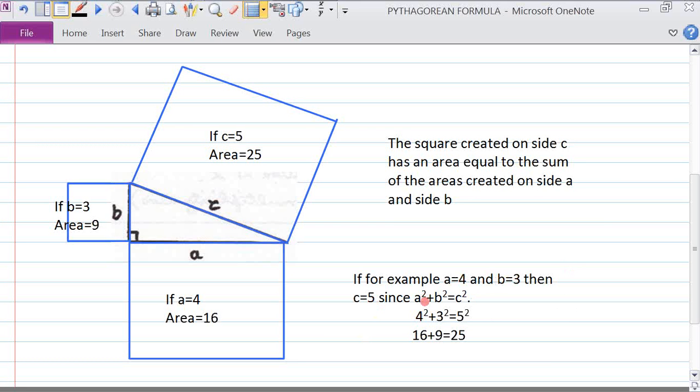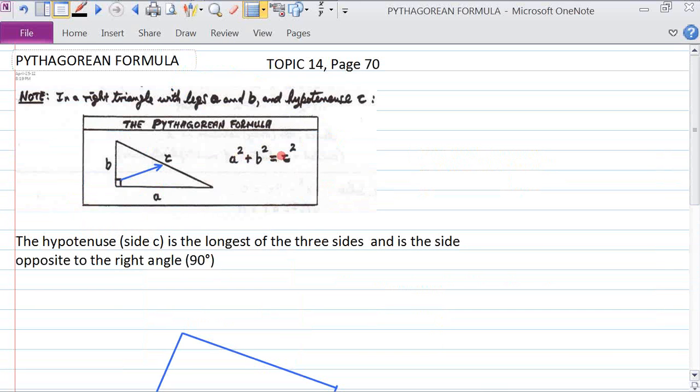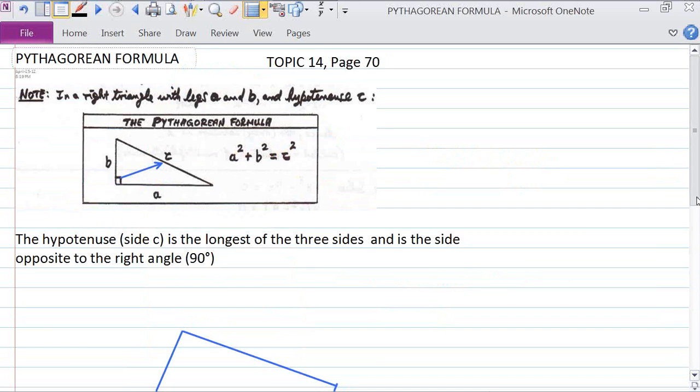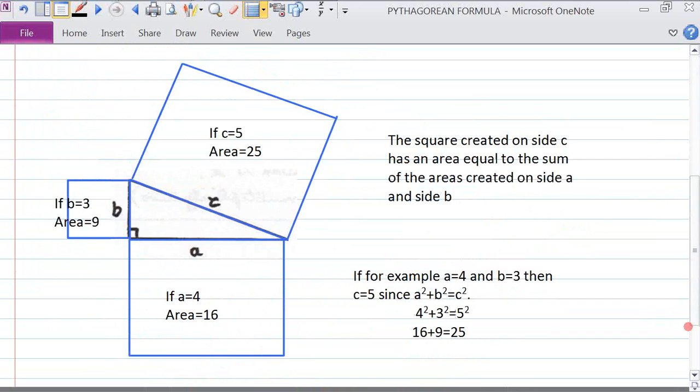That's another way of looking at a squared plus b squared equals c squared. 4 squared plus 3 squared equals 5 squared. 4 squared is 16. 3 squared is 9. This is 5. So that's just another way. You can just memorize the formula if you like. This is a way of understanding it because this represents what is actually happening. Longest side 25 here. The area here is equal to the sum of the area of this plus this.